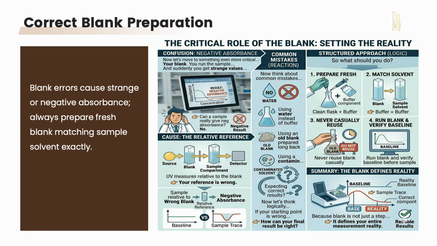Now let's move to something even more critical, your blank. You run the sample and suddenly you get strange values, sometimes even negative absorbance. Now let me ask you, can a sample really give negative absorbance? No. So what does that tell you? Your reference is wrong. Because UV does not measure absolute values. It measures relative to the blank.